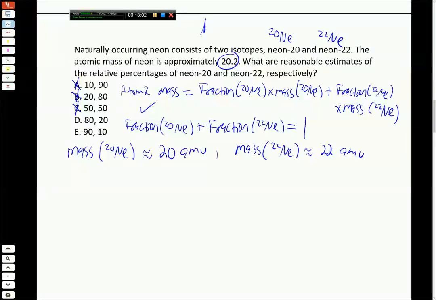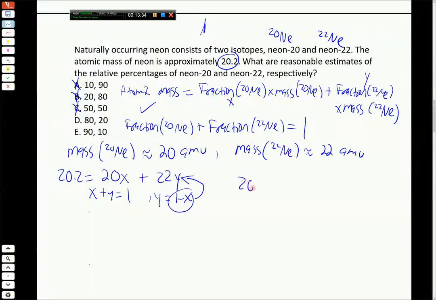So let's call the fraction of neon 20 x, and let's call the fraction of neon 22 y. What we have then is that this atomic mass of 20.2 is equal to 20, which is the mass of neon 20, times its abundance x, plus the mass of neon 22, which is approximately 22, times y. x plus y equals 1, and so that means y equals 1 minus x. So we're going to put that up into here. And so our new equation, just in terms of x, which is what we're solving for, is 20x plus 22 times 1 minus x. And then doing a little bit of algebra.